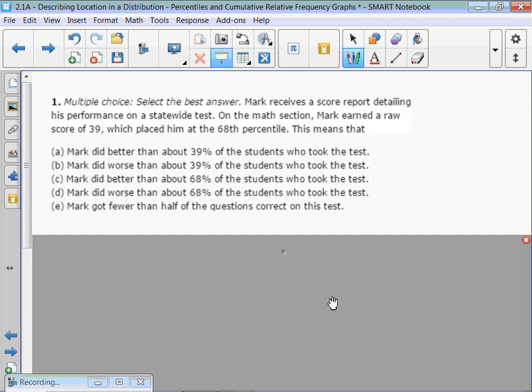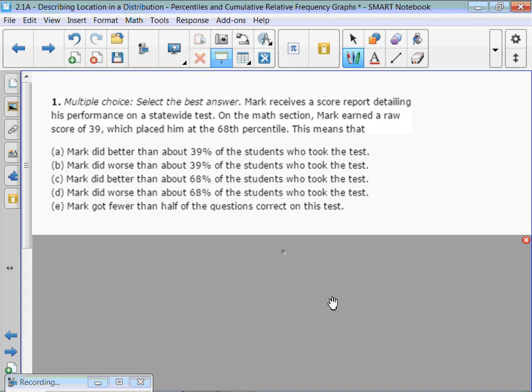All right, well, multiple choice. Let's see if you guys got this. Select the best answer. Mark receives a score report detailing his performance on a statewide test. On the math section, Mark earned a raw score of 39, which placed him at the 68th percentile. This means that A, Mark did better than about 39% of the students who took the test. B, Mark did worse than about 39% of the students who took the test.